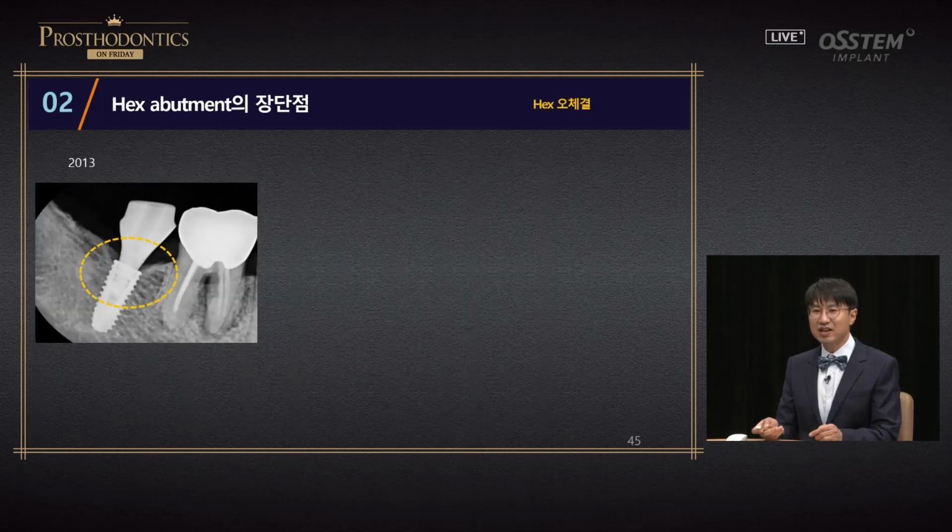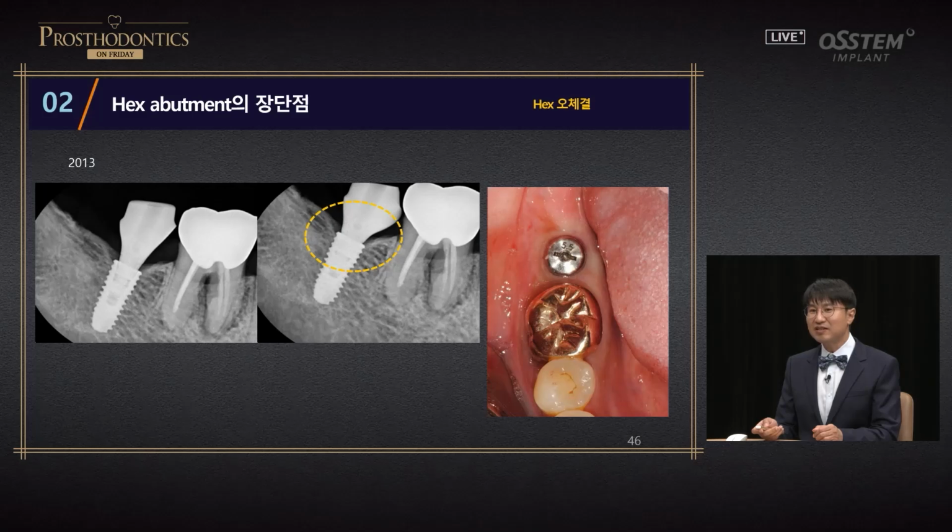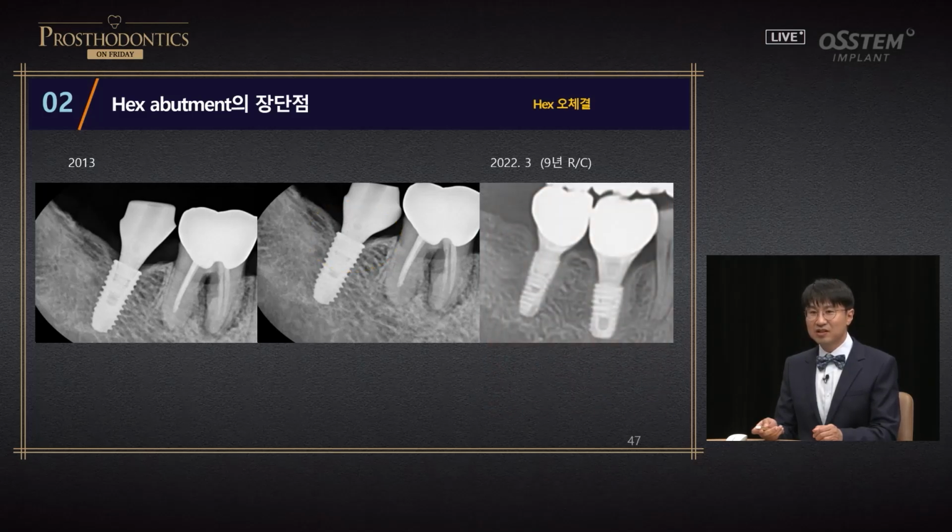In 2013, a One Fit abutment was used, and I connected it with a wrong hex connection. I corrected it immediately. If I had not done that, the patient would not have been able to use it. This is after 9 years. Such a result could not have been achieved. Wrong hex connection can lead to serious implant complications.